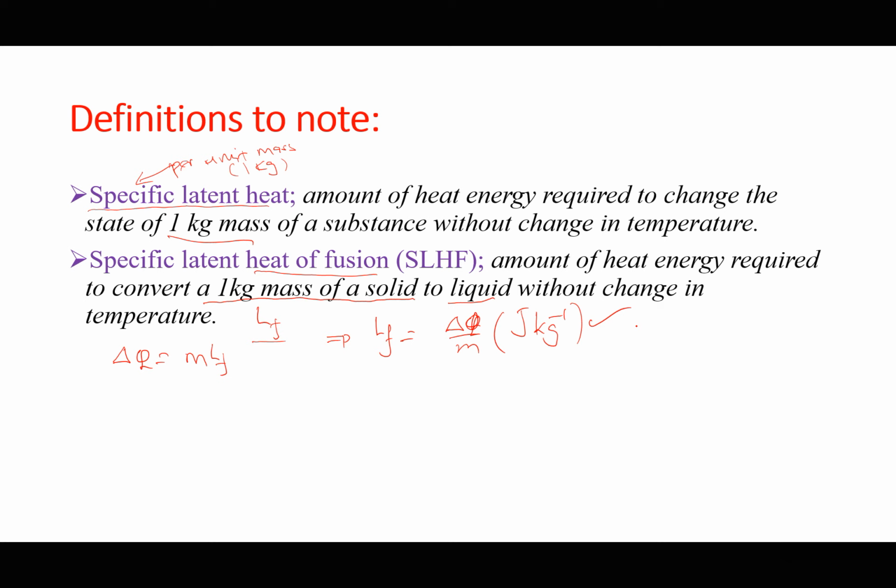The specific latent heat of fusion will have the units of joules per kilogram. Many of these units will confuse you, but when you know how to come up with the expression, it becomes easier to derive the units. So the amount of heat delta Q required to convert 1 kilogram of a solid to a liquid without changing temperature is called the specific latent heat of fusion.